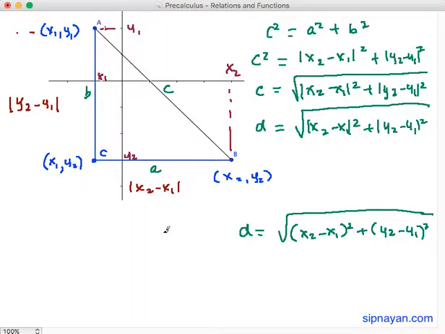Okay, so this is our distance formula. If you were made to memorize this in high school, this is where it came from: the Pythagorean theorem. The y sub 2 minus y sub 1 is the vertical distance, and the x sub 2 minus x sub 1 is the horizontal distance. This formula came from the Pythagorean theorem and getting the square root of c, which is the length of AB.